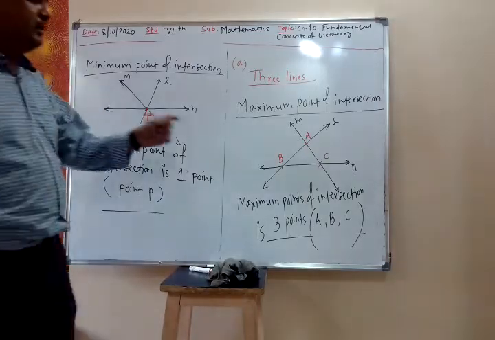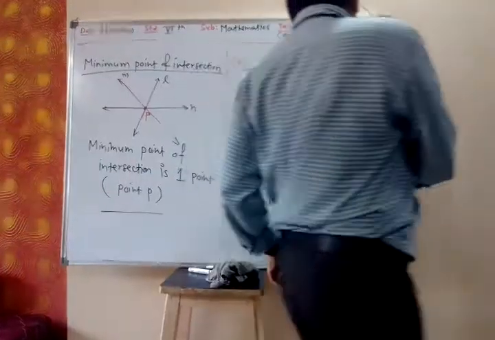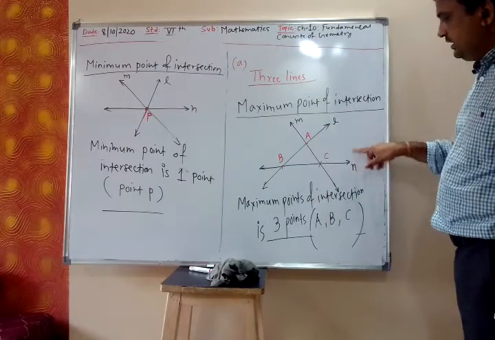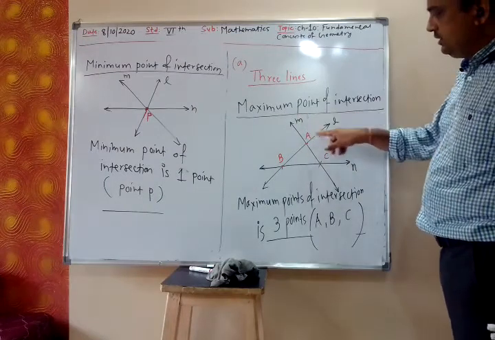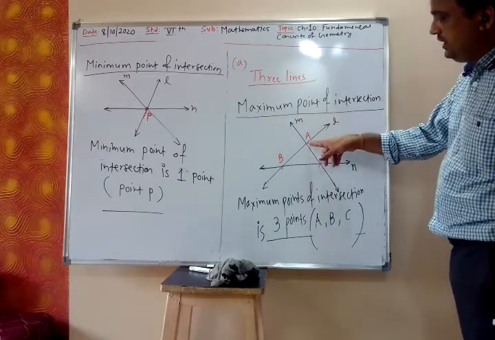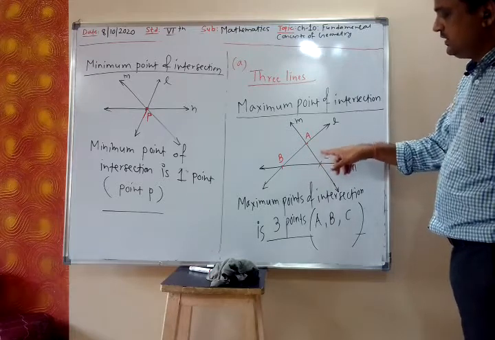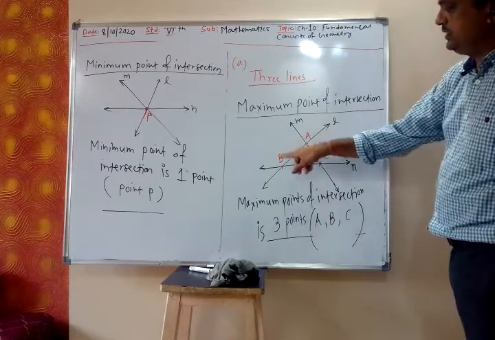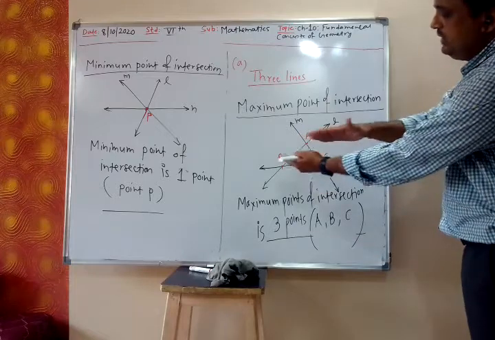They are the notation for lines. See, this N is the line, L is the line, M is the line. Now the points of intersection are A, B, C. This red color alphabet denotes the point of intersection, where the 2 lines meet each other.